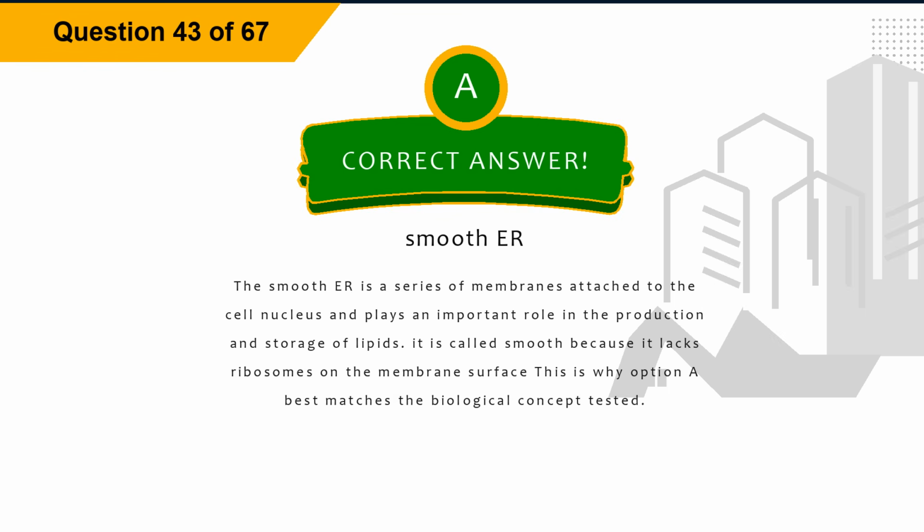Smooth ER. Explanation. The smooth ER is a series of membranes attached to the cell nucleus and plays an important role in the production and storage of lipids. It is called smooth because it lacks ribosomes on the membrane surface. This is why option A best matches the biological concept tested.